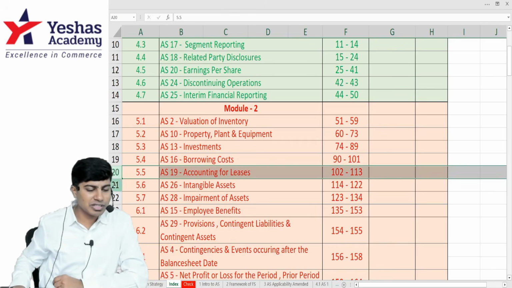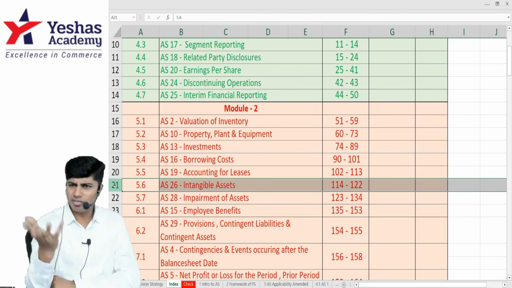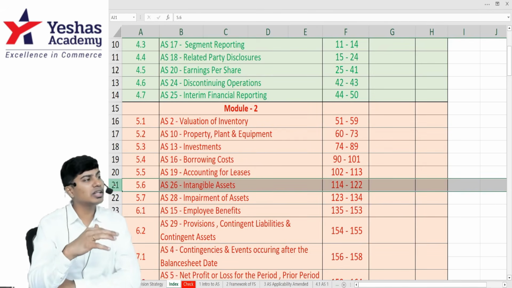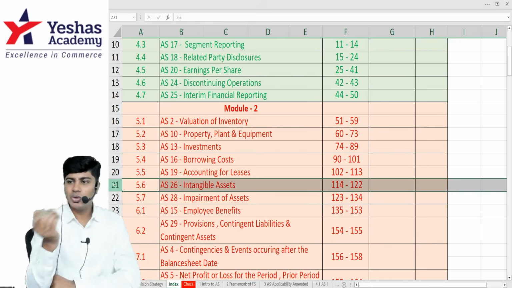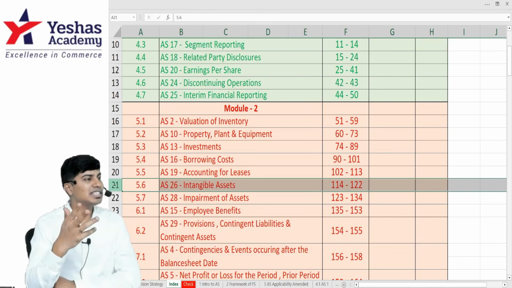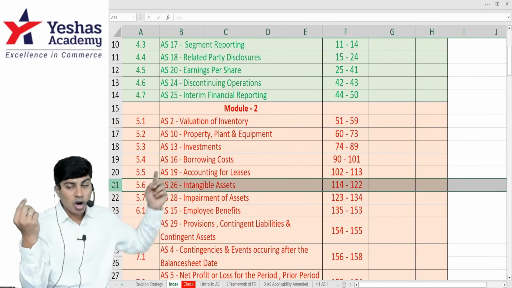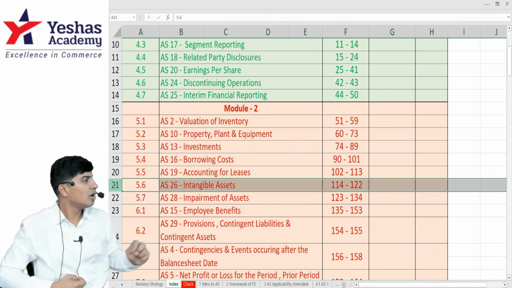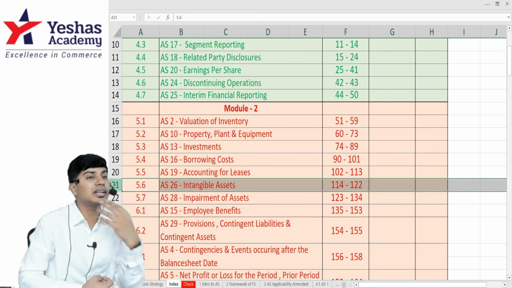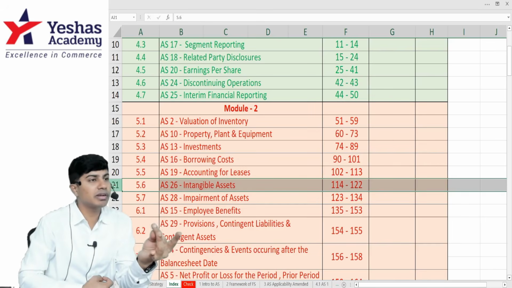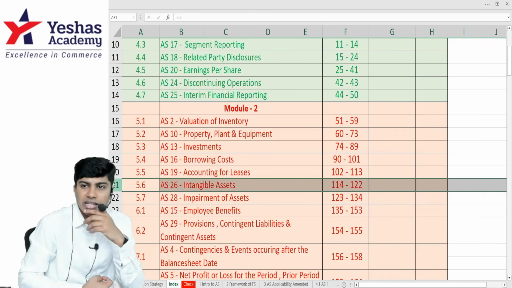And there are some assets which cannot be seen, which cannot be touched, which can only be felt. One example is goodwill. How to account for that intangible asset? Because tangible assets are easy. You can look at it and tell its value. You can look at it and tell its useful life. Intangible assets are not visible. How can you think and tell what is the value of the asset? How to account for such intangible assets? One of the beautiful examples of intangible assets is goodwill, right? There are plenty of other intangible assets. Know-how, patent, trademark, copyright, license. All of this, how to account? We'll learn in AS26.